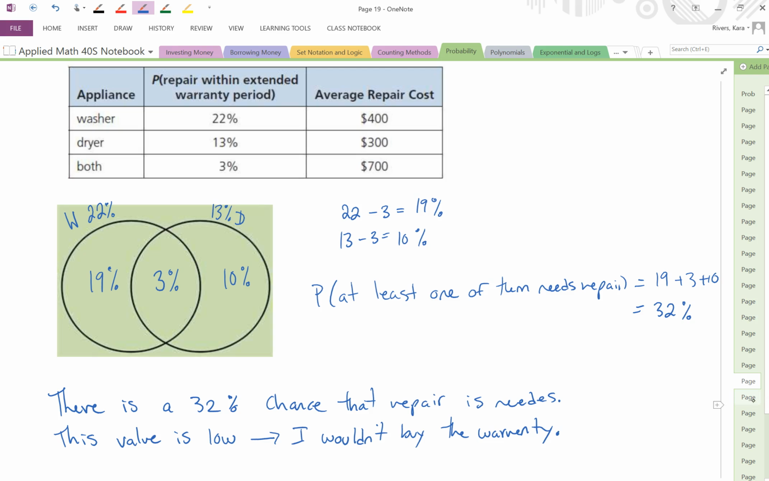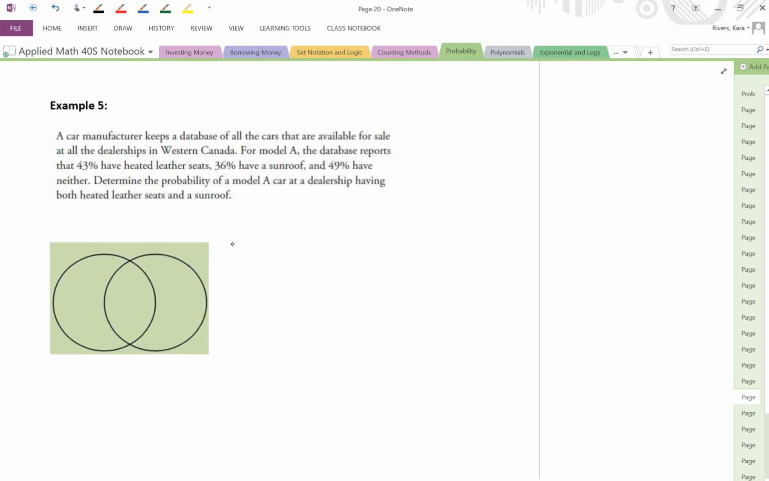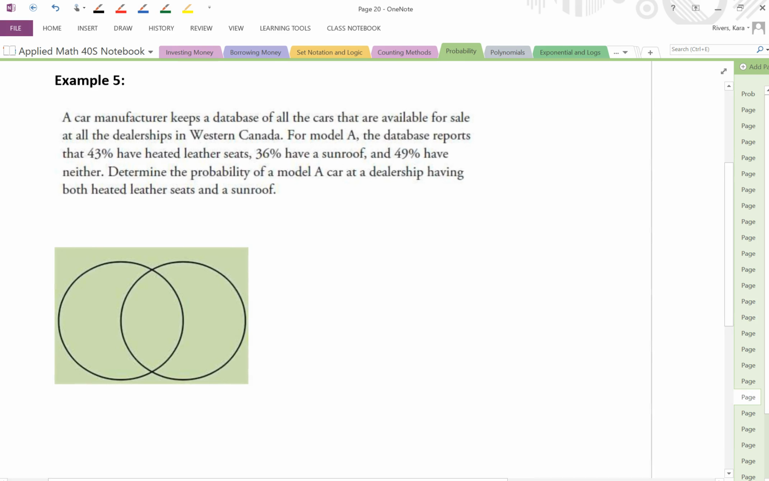Alright, last example. A car manufacturer keeps a database of all the cars that are available for sale at all the dealerships in Western Canada. For Model A, the database reports that 43% have heated leather seats, 36% have a sunroof, 49% have neither. Determine the probability of a Model A car at a dealership having both heated leather seats and a sunroof.